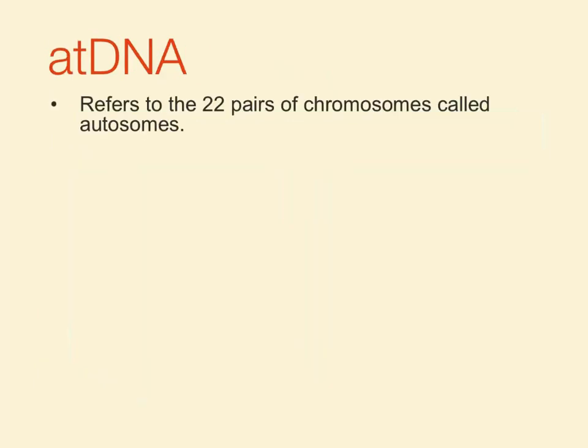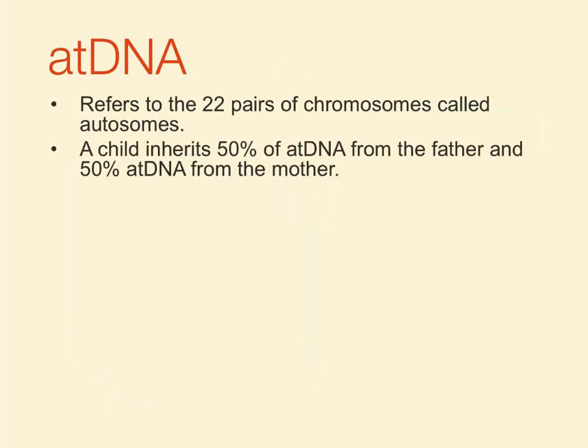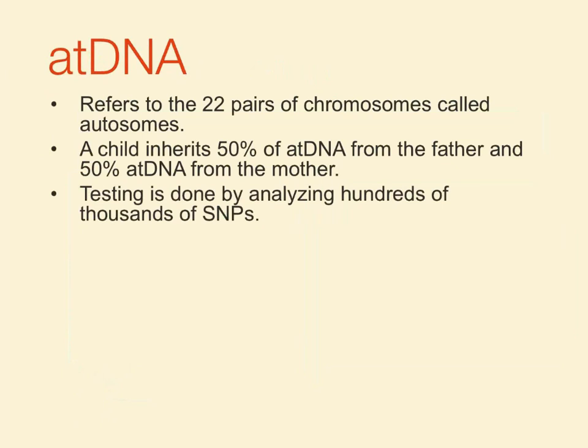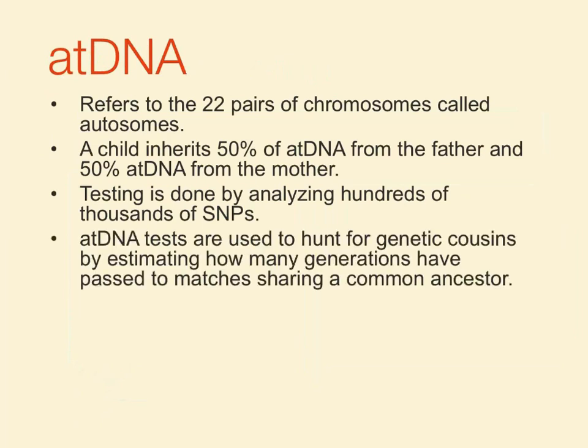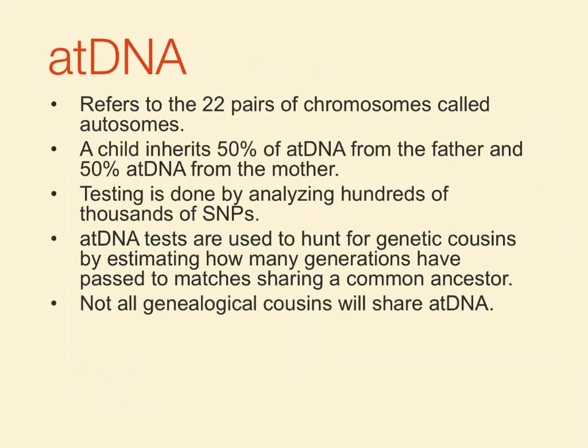Okay, so autosomal DNA, again, it refers to the 22 pairs of chromosomes called autosomes. A child inherits 50% from their father and 50% from their mother, and testing is done by analyzing hundreds of thousands of these SNPs, these single nucleotide polymorphisms. And ATDNA tests are very useful to hunt for genetic cousins and common ancestors. And this is done by estimating how many generations have passed and by looking at other traits that we have. And I'll show you some examples in a few moments.